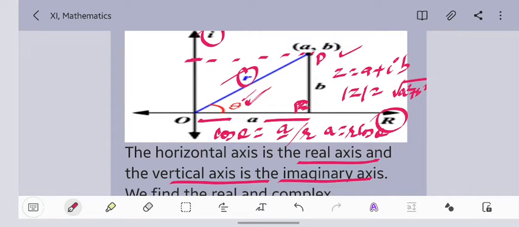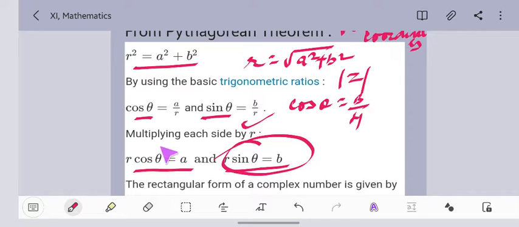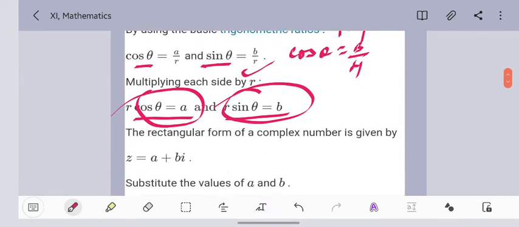Similarly, sin theta is perpendicular upon hypotenuse. Perpendicular is the opposite side of theta. So that is b upon r. So what is the value of b? b becomes r sin theta. So a becomes r cos theta and b becomes r sin theta. Remember, b goes with the imaginary part and a is the real part.